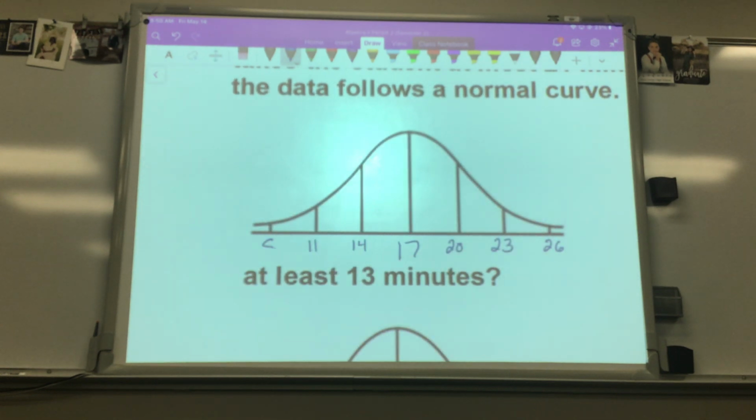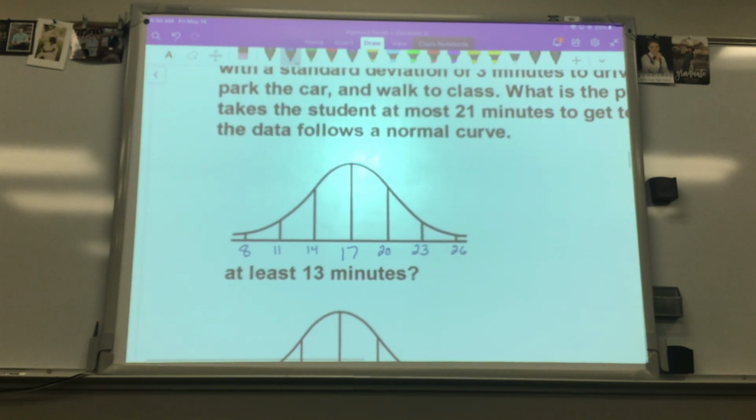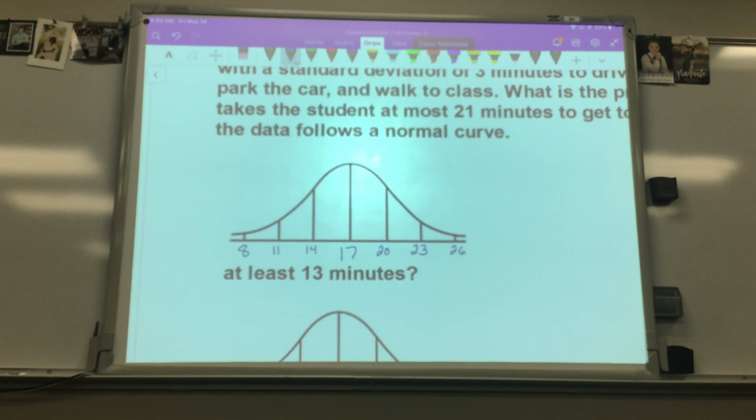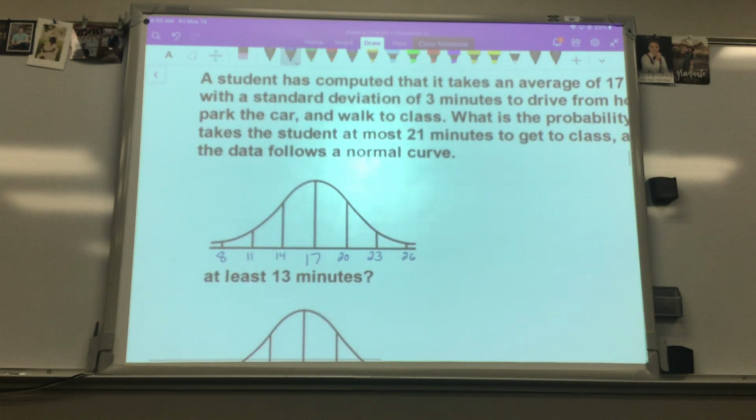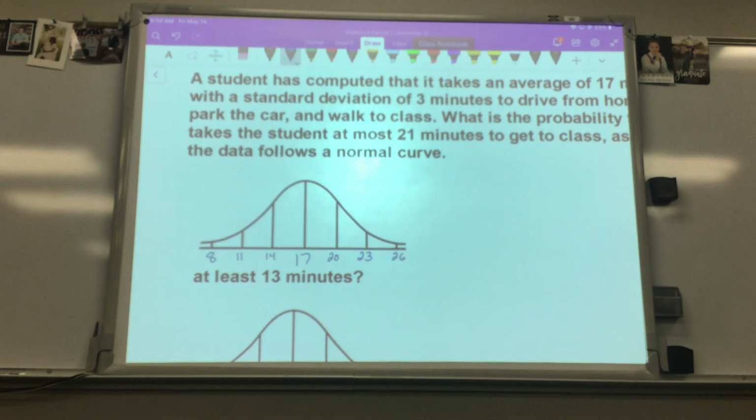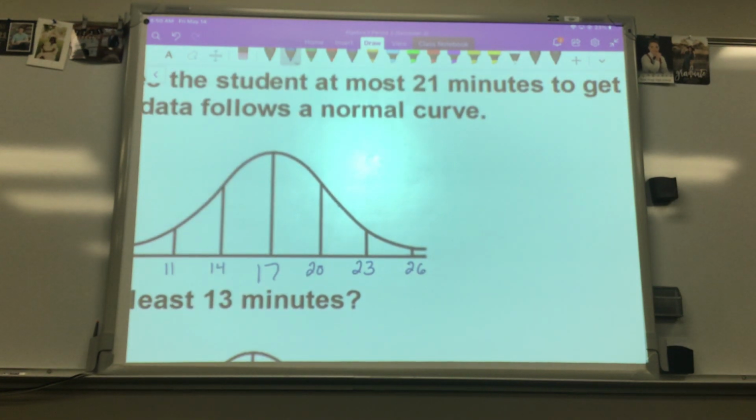11 and 8, correct? Okay, so now we're going to look at the question. We got our table, or we got our curve set up. What's the probability that it takes the students at most 21 minutes? 21 is going to fall about here, correct?